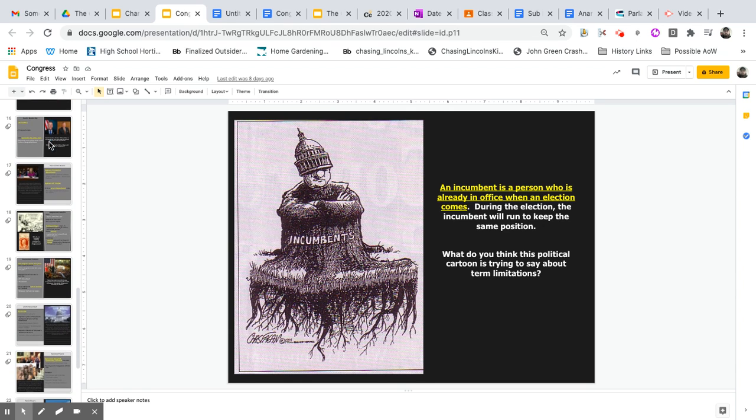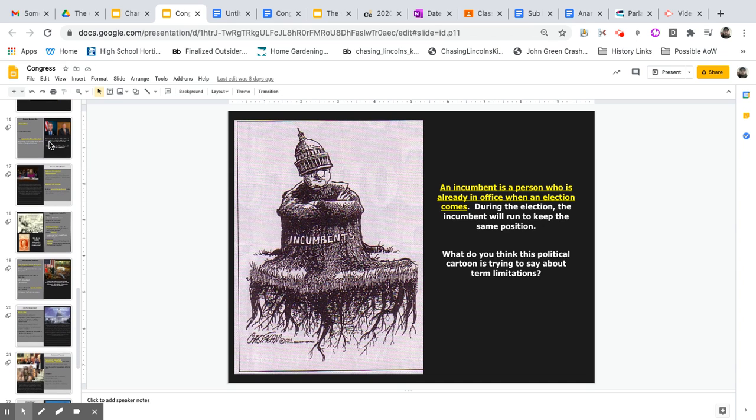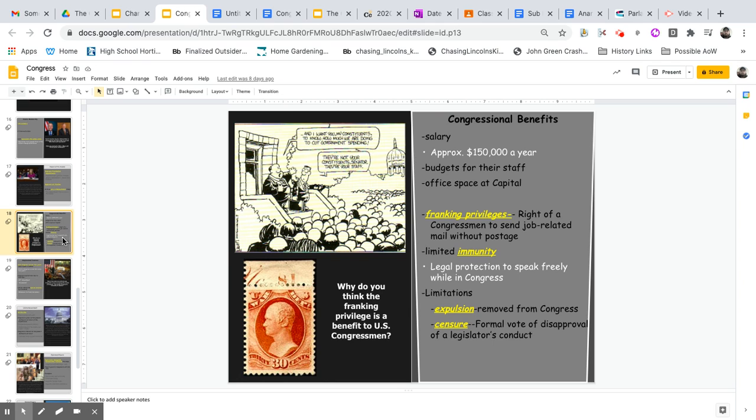I'm sure you guys saw the mail you got in your mailbox. If one senator is not having to pay for that, it might be a little easier for him to get that stuff out. They also have a limited immunity, so they're protected from certain crimes just because of where they are. They can say whatever they want to while they're in Congress. There are limitations on their power, though.